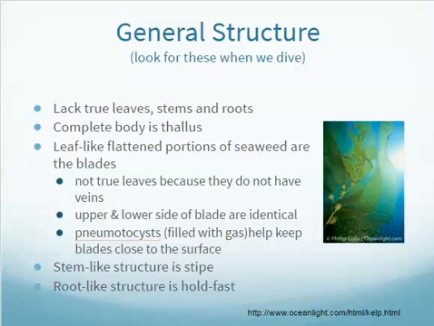They have at the base of them, and you're going to see that over here. If you look down here, you'll see it right down at the base of the blade. You'll see these little round gas things, and those are called nematocysts. And those nematocysts are filled with a gas that help keep the blades close to the surface. They need, of course, to be close to the surface to do photosynthesis. So those nematocysts help buoy those up. The stem-like structure that the blades are attached to is called the stipe.